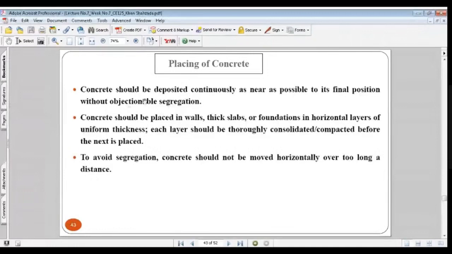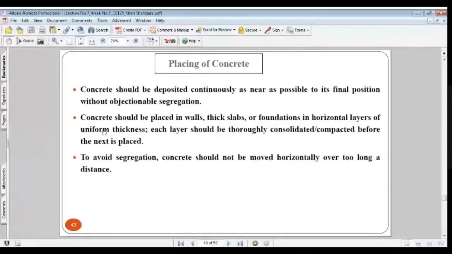So we have talked about segregation. If segregation has not taken place, then you can continue working with that concrete. So the concrete which you are supplying should not be segregated. If it has segregation, then you have to reject it and return it to the plant.